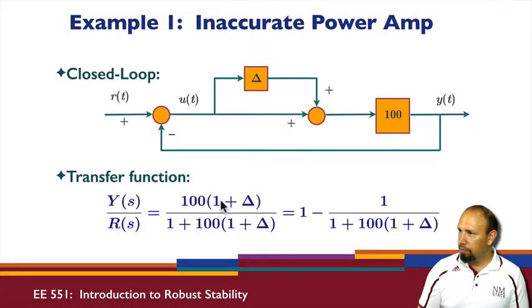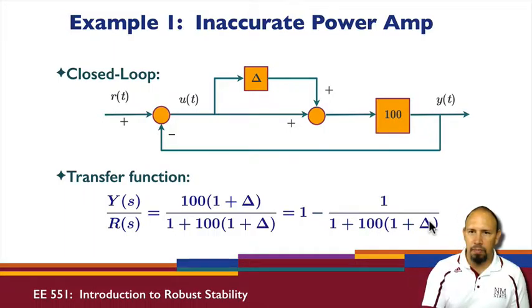So we have 100 over 1 plus delta over 1 plus 100, 1 plus delta. And we can convert it this way. How did we get this? Well, if I take this inequality and this fraction and add in the numerator 1 minus 1, right? So we're actually adding 0. If I add 1 to this, then I have exactly the denominator. And so that's this term, and then minus 1 over this. And so that's how we get this.